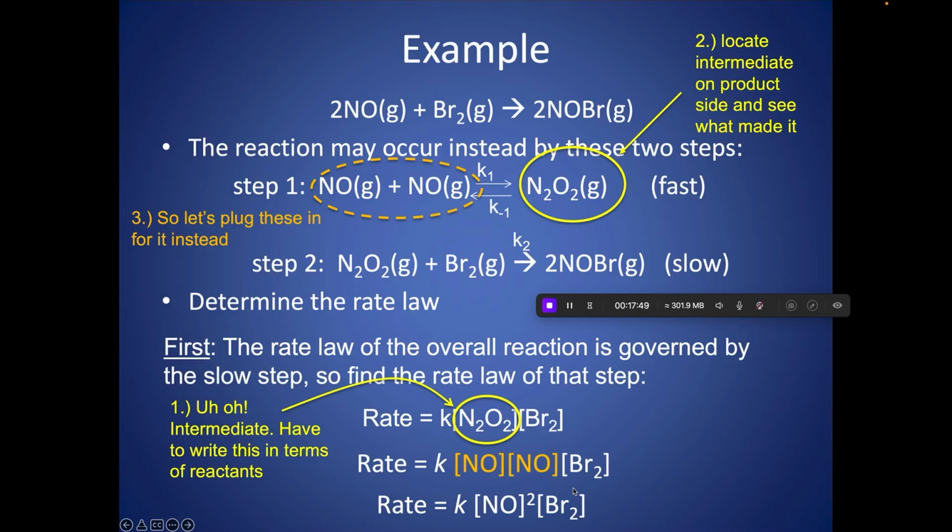So this was hopefully helping you to figure out mechanisms. Again, if it occurs all in one step, the coefficients of the reactants just become their orders. Don't put the products in. If it happens in multiple steps, all you're doing is the slow step. It gives you the overall order. And if the slow step is first, it's an easy plug and chug. If the slow step is second and you have an intermediate, you've got to go back up to the first step where it's made and plug in the reactants instead.